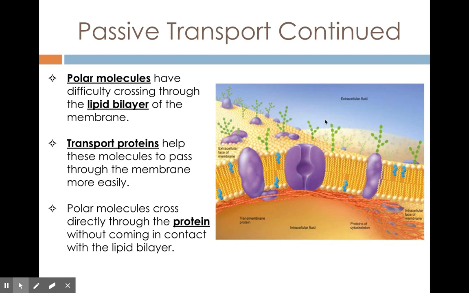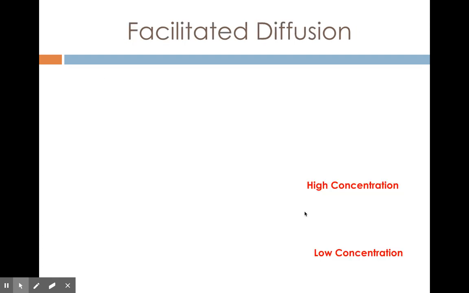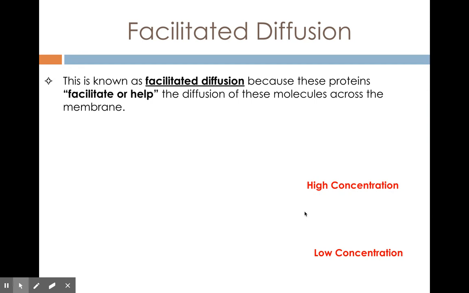And it will take things from this extracellular fluid, okay, which means outside of the cell, into the cell if it can't pass through this portion right here. Okay, so it will just allow it to pass right through. This is what we call facilitated diffusion, okay? Because these proteins are doing what we call facilitating or helping the diffusion of these molecules across the membrane. Okay, so think about what it means to facilitate.